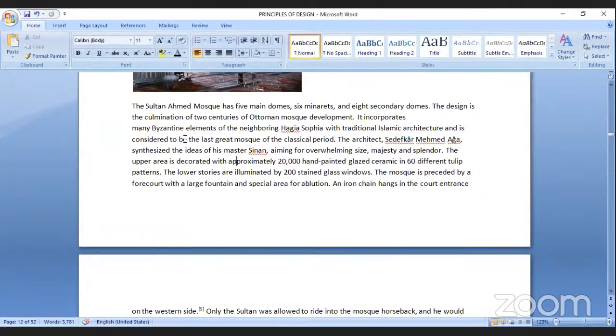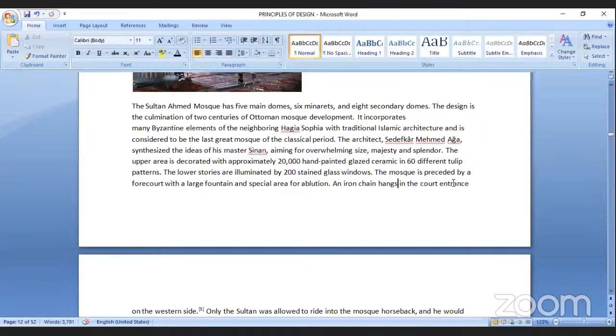See, it incorporates many Byzantine elements of the neighboring Hagia Sophia, because Hagia Sophia is an example of Byzantine architecture. Okay, it's traditional Islamic architecture and is considered to be the last great mosque of the classical period. The architect, I'm just going to call him Mehmed Aga, synthesized the ideas of his master, aiming for overwhelming size, majesty, and splendor. Okay? The upper area is decorated with approximately 20,000 hand-painted glazed ceramic tiles in 60 different tulip patterns. Tulip means flower pattern. The lower stories are illuminated by 200 stained glass windows.